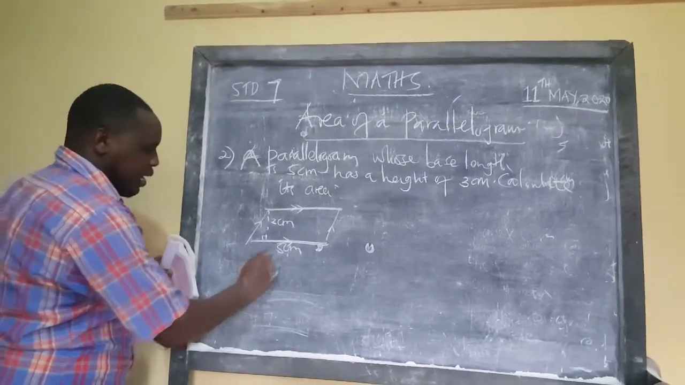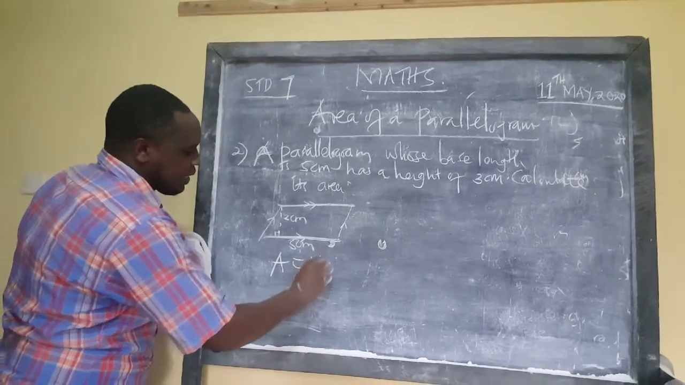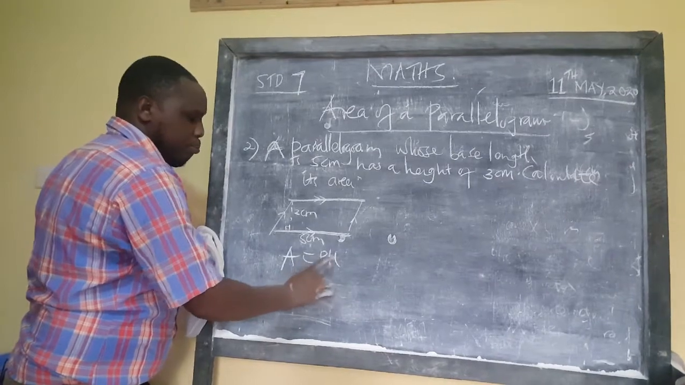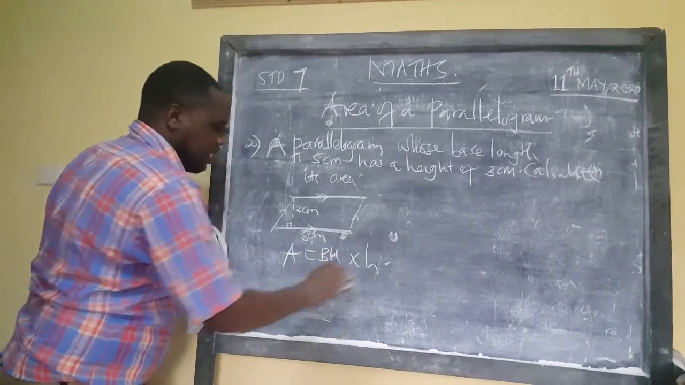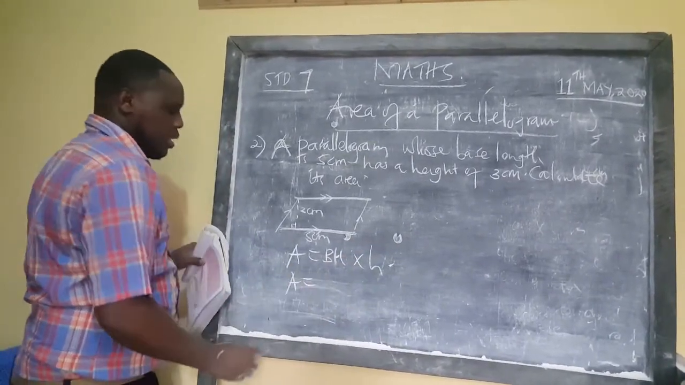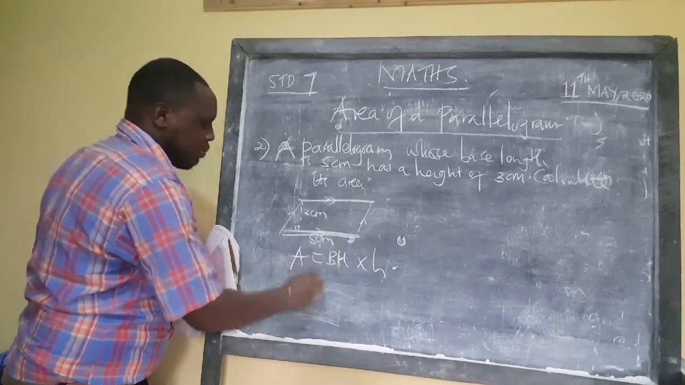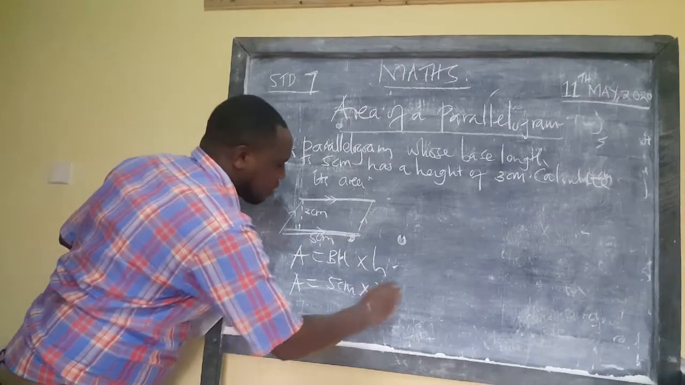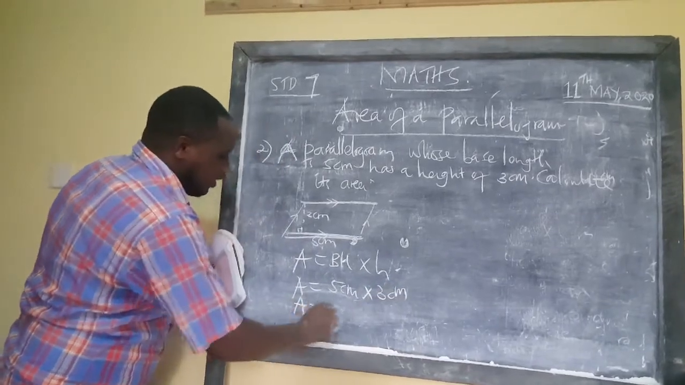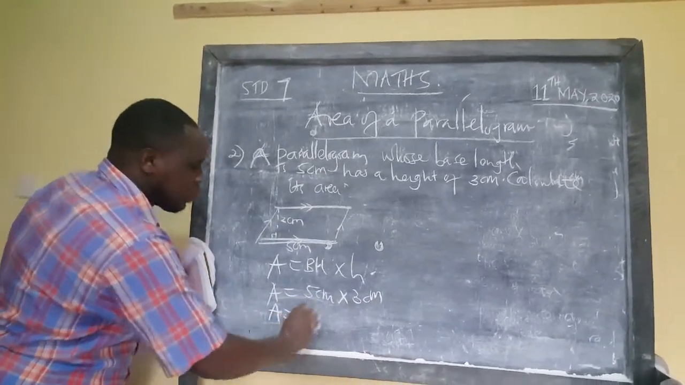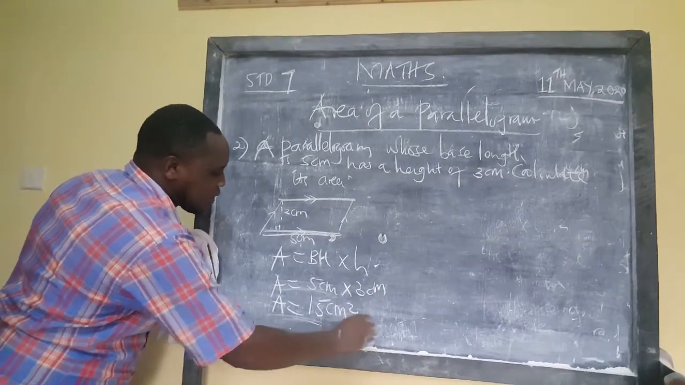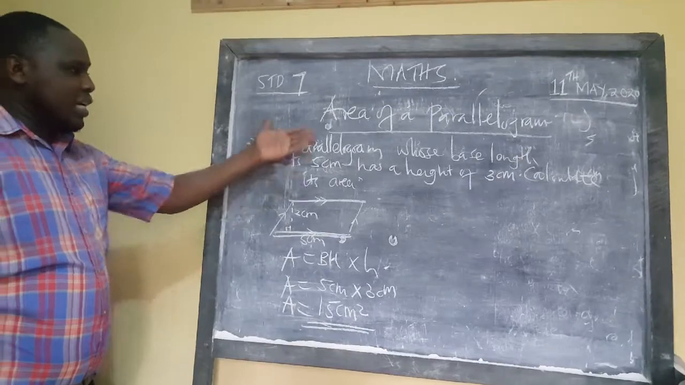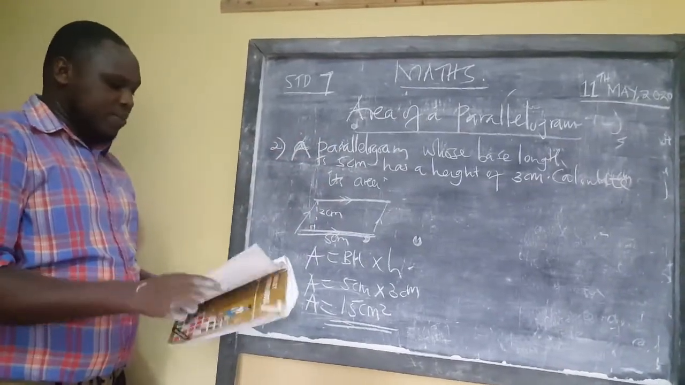So what are we going to do? We are going to apply the formula. Area is equal to base length, base length, you can just write BL, times height. The base length is 5 centimeters, so 5 centimeters times height, which is 3 centimeters. So area is going to be 5 times 3, which is 15 centimeters squared. So that's how we get the area of a parallelogram.